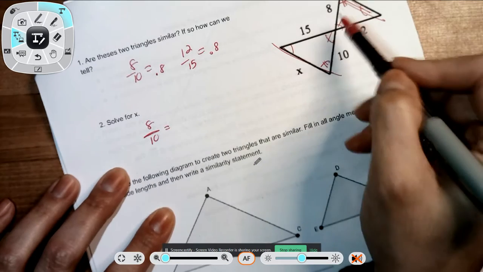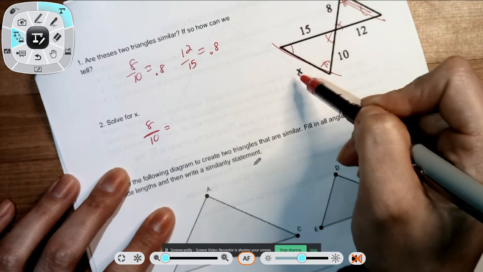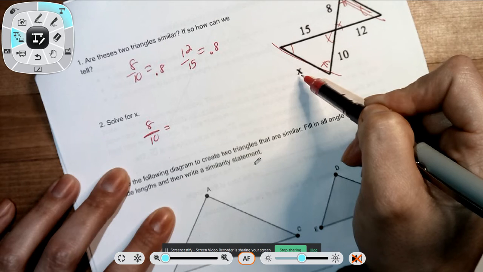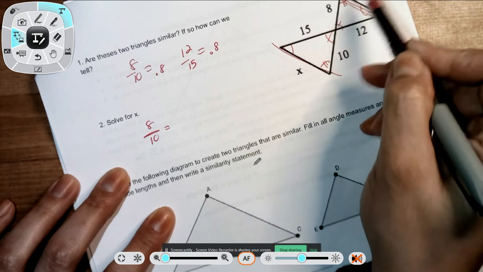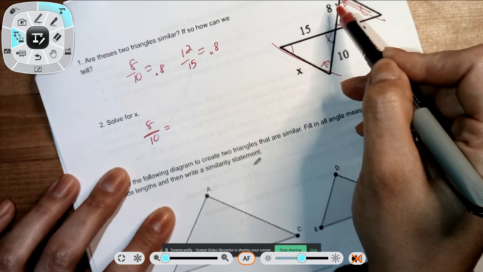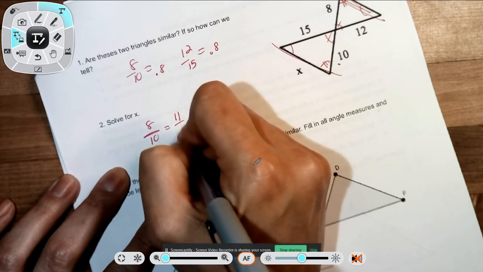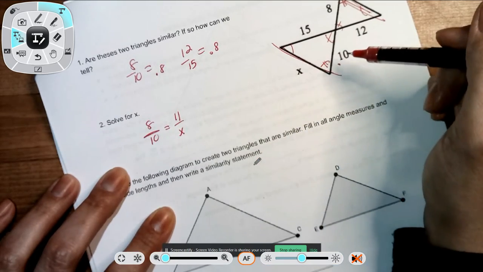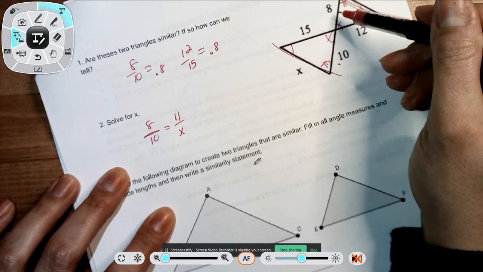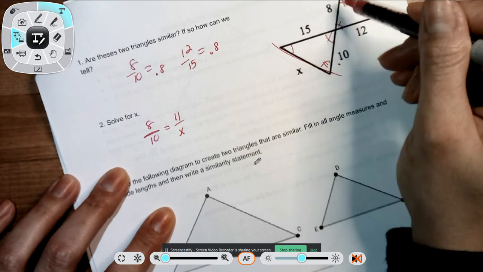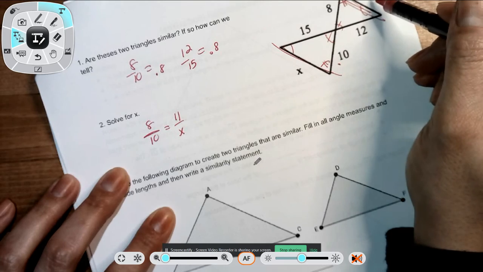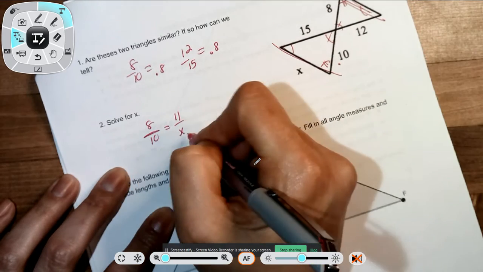Okay, so I have 8 over 10, and I'm going to be looking for this side that's x. So it means I need another side that corresponds to x, and that's going to be 11. If I went 8 over 10, then I have to do 11 over x. If I had done 10 over 8, then I could do x over 11. But because I did the 8 first, I have to do the 11 first. And then I'm going to cross multiply.